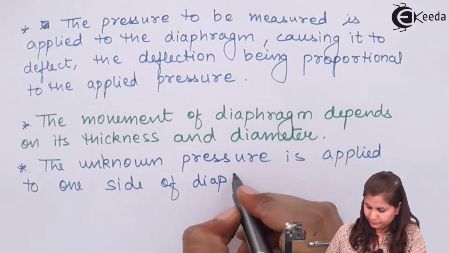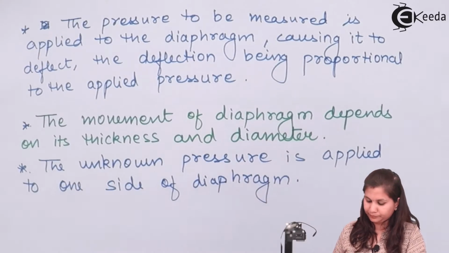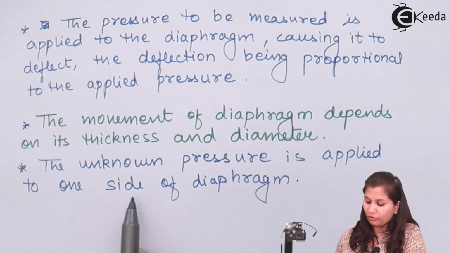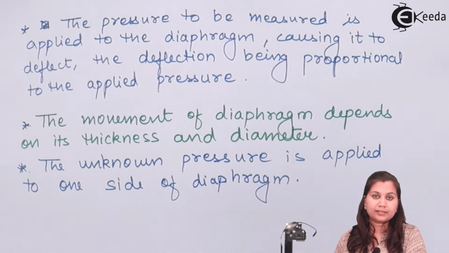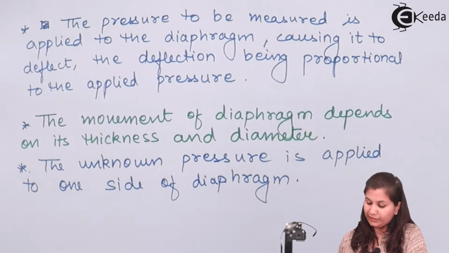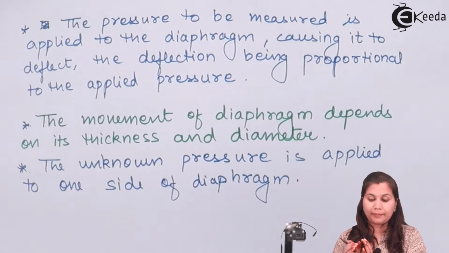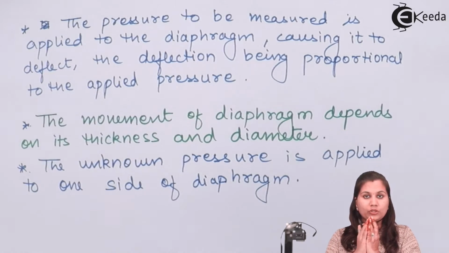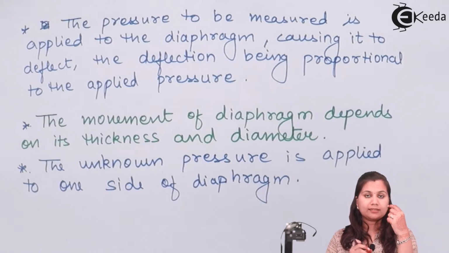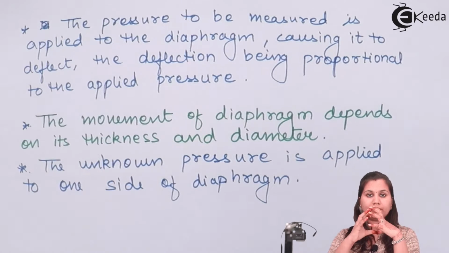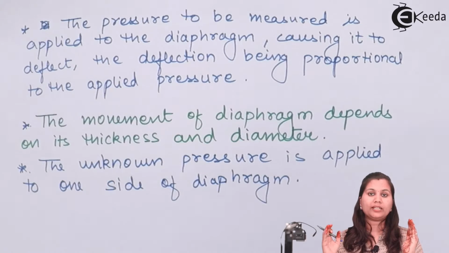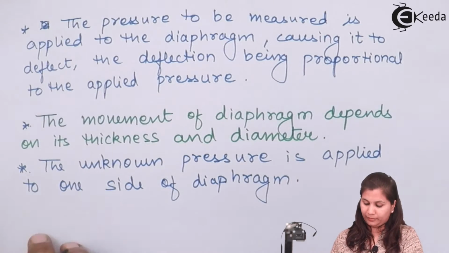Now the unknown pressure which we want to measure is applied on one side of the diaphragm, and the other side, the edge of the diaphragm, is rigidly fixed. So when pressure is applied, it is going to change its shape, it is going to expand. The edges are fixed, but the middle part is free. So when pressure is applied, it is going to get elongated in shape.